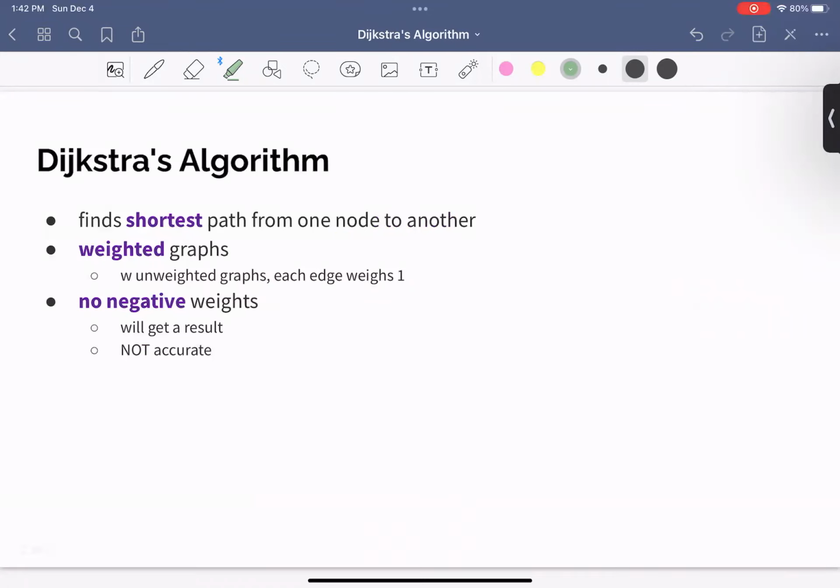So what is Dijkstra's algorithm? Dijkstra's algorithm finds the shortest path from one node to another, given a graph. So let's say you're at an airport and you want to know what the cheapest path is from, let's say, Austin to Seattle. If you run Dijkstra's algorithm on the entire network of the airports, you will find the cheapest flight from Austin to Seattle.